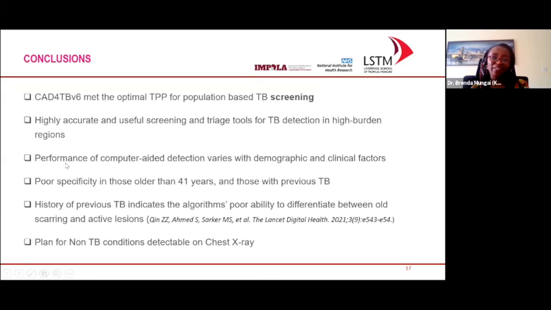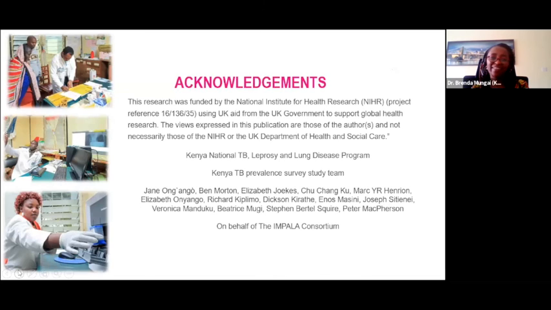Yes, and this point of the cutoff scores that one of our presenters raised, it would be nice to have a sliding scale, because you can see different age groups may require, over time, probably different threshold scores. Thank you very much. This research was funded by NIHR project. Thank you.